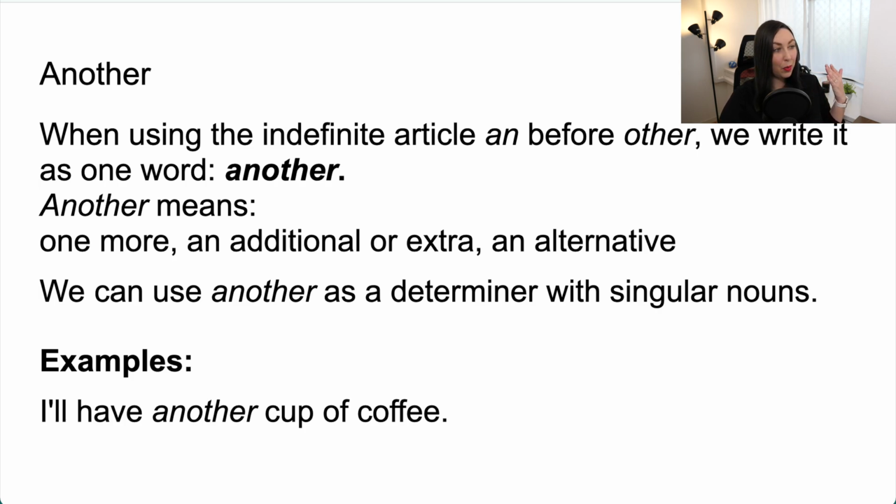So we use another as a determiner with singular nouns. Okay, I'll give you an example here. I'll have another cup of coffee. So cup of coffee is a singular noun. So here another is being used as a determiner. Okay, I'll have another cup of coffee. So it means I'll have one more cup of coffee.